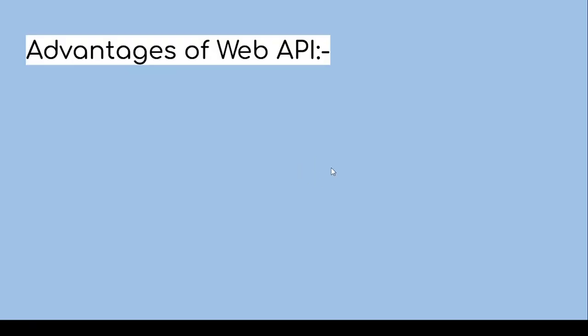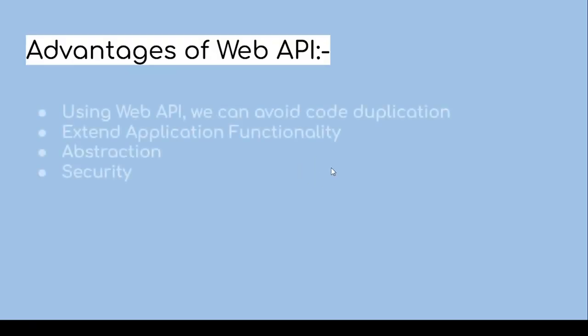The advantages of using web APIs are given below. The first advantage is that we can avoid code duplication. We can write the logic in one application, that is our web API project, and the logic is going to be used by all three applications, as we have seen in our earlier slides.